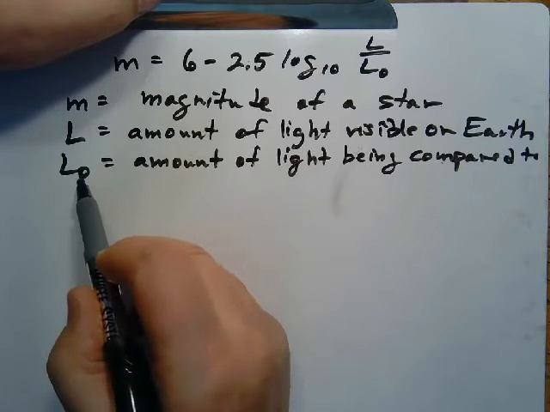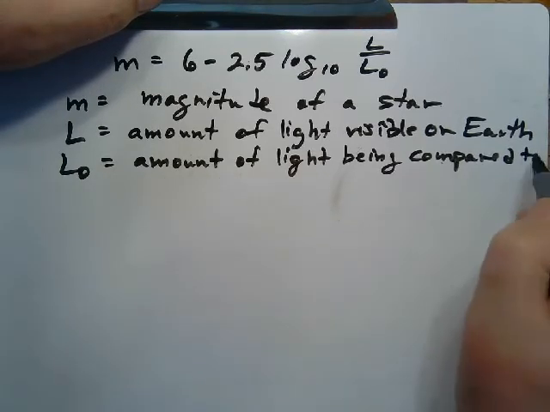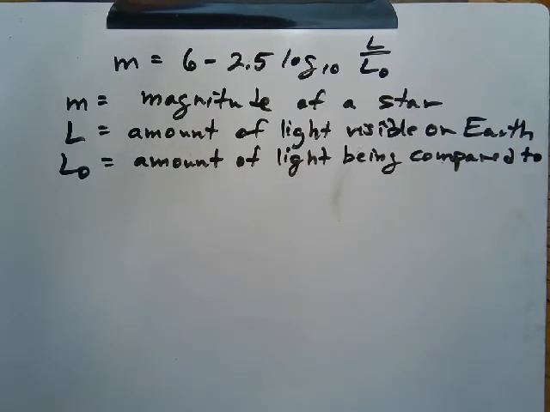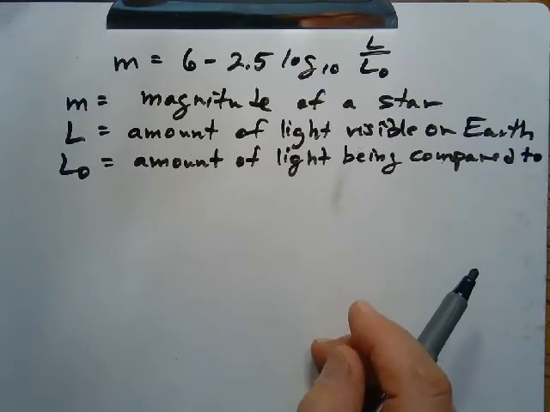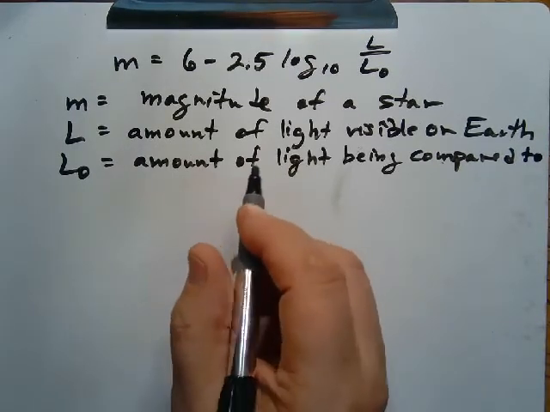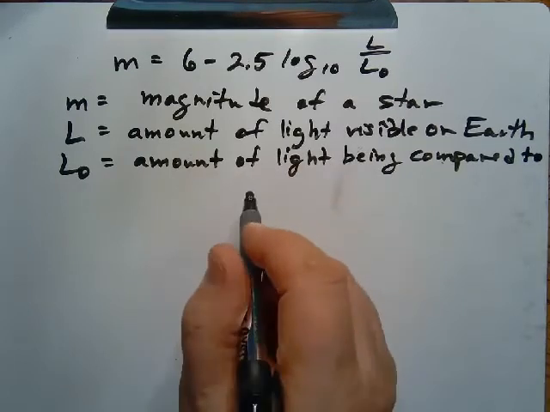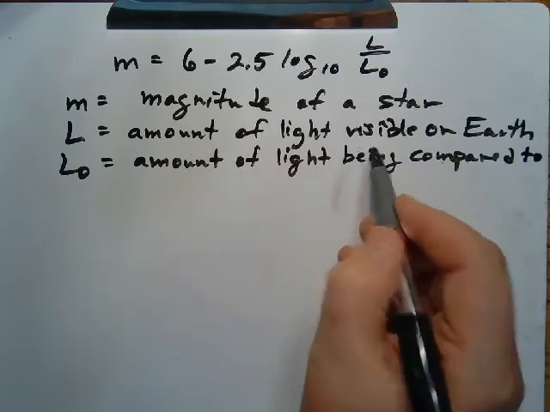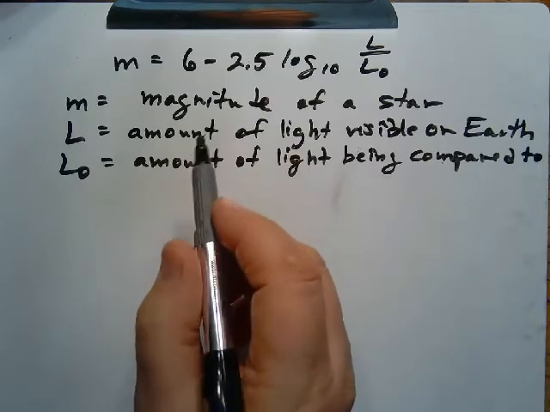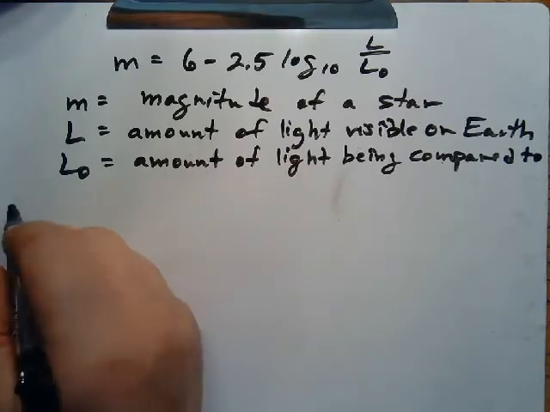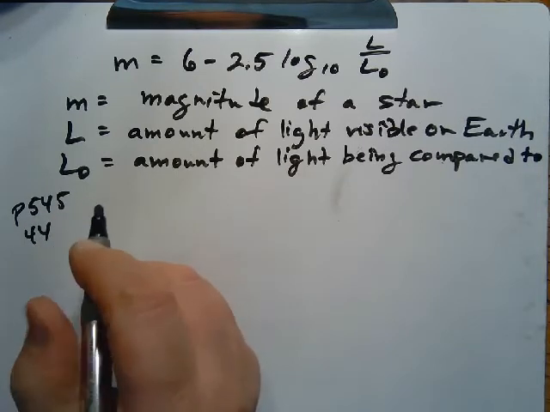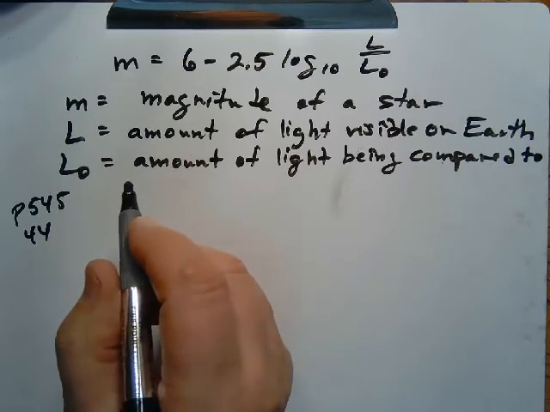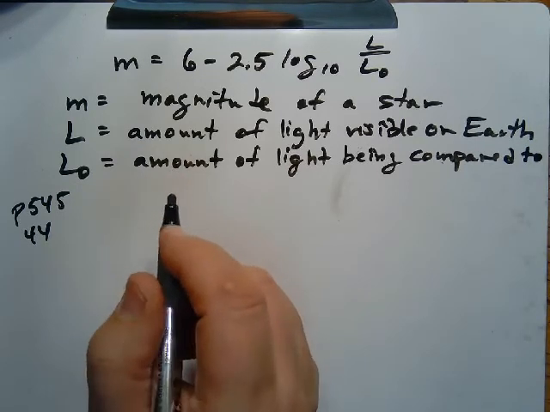And L sub 0 is the amount of light that is being compared to. And normally stars are being compared to the dimmest star that's visible on Earth, just like we normally compared sound to the smallest sound available, like a pin drop. So it's whatever it's being compared to. So it says in our problem here, if you look on the side, this is on page 545, problem number 44. It says find the difference in the magnitudes of Sirius, that's a star, and the crescent moon.